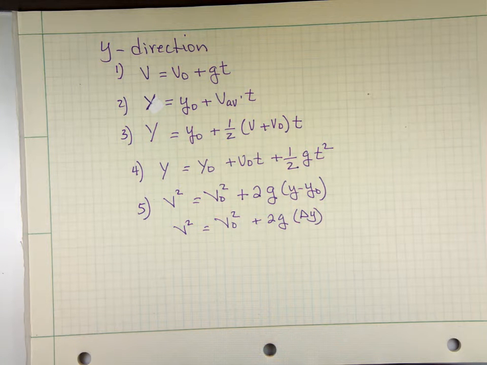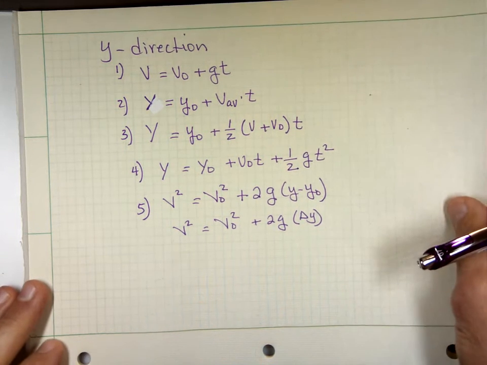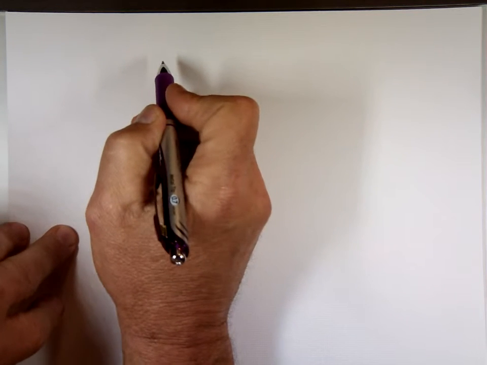So let's take an example here and see what happens. Maybe I can use clean paper here, save the graphing paper. Let's go back to that car getting off the cliff.